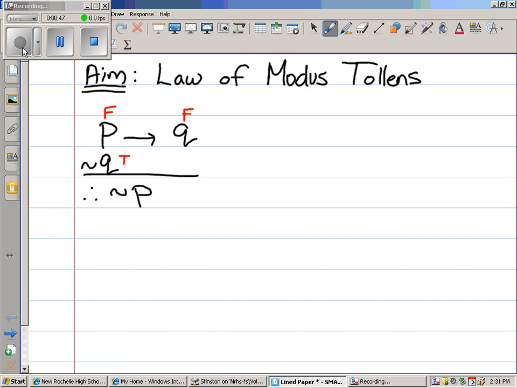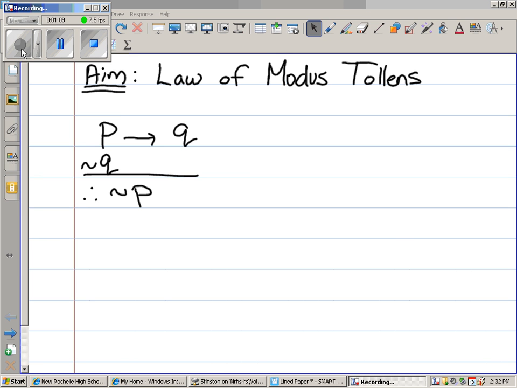But if P is false, you're only allowed to write true stuff down. This is true. This is true. It must be the case that not P is true. This is called the law of Modus Tollens. So in any event, this is the law of Modus Tollens.